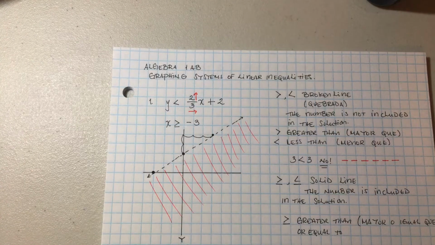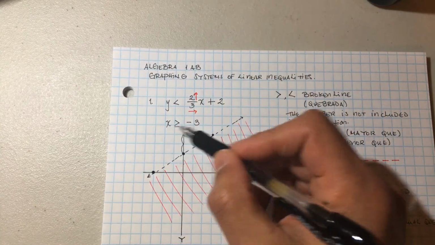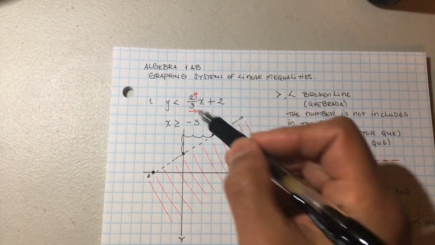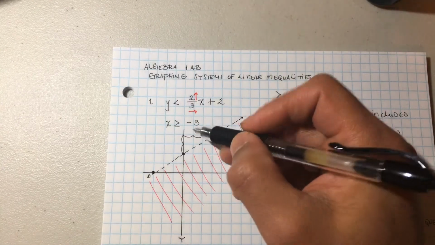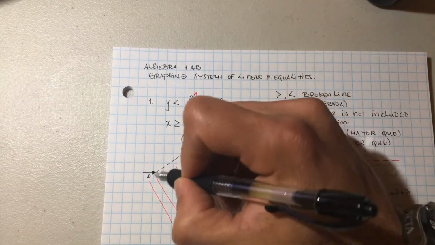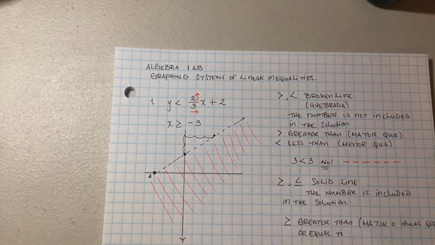But wait a minute. There's no other number. There's no rise. There's no run. There's nothing. You're right. So what do we do? Entonces, ¿qué hago? No hay algo que se ve así. This one, este va a ser una línea vertical. It's going to be a vertical line. Okay?